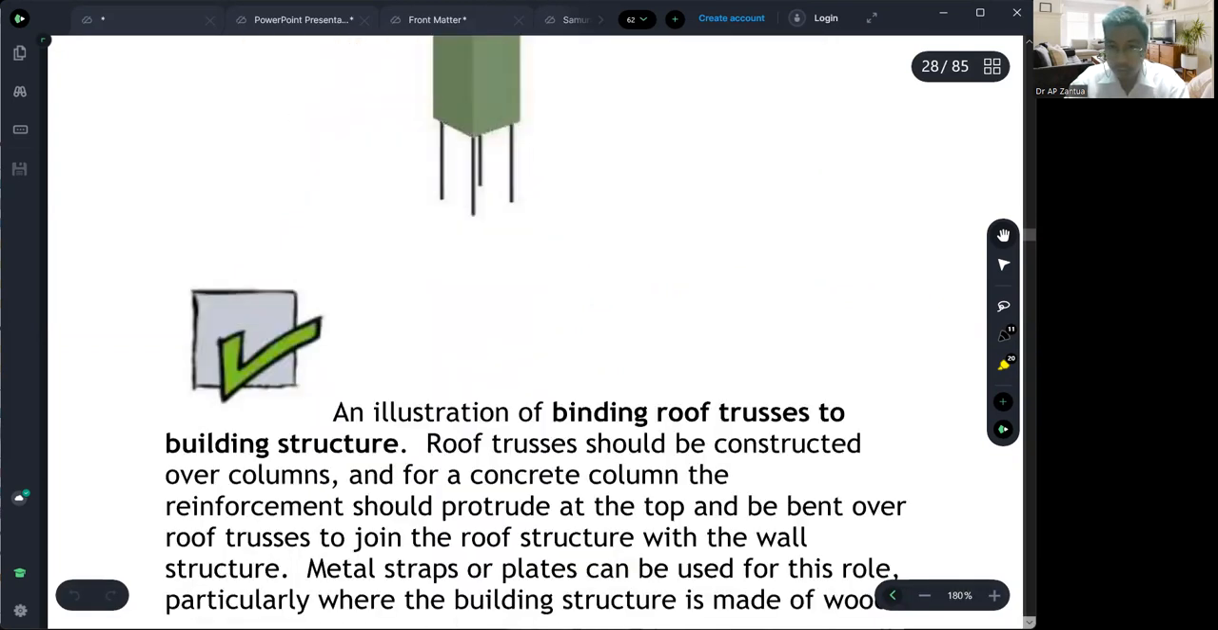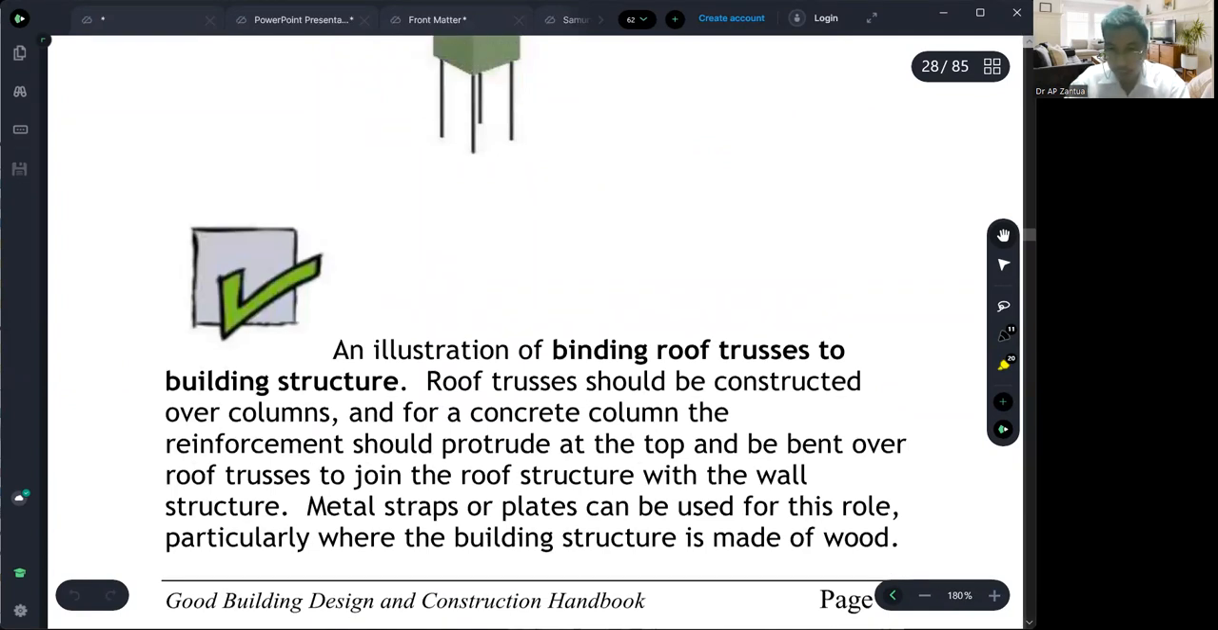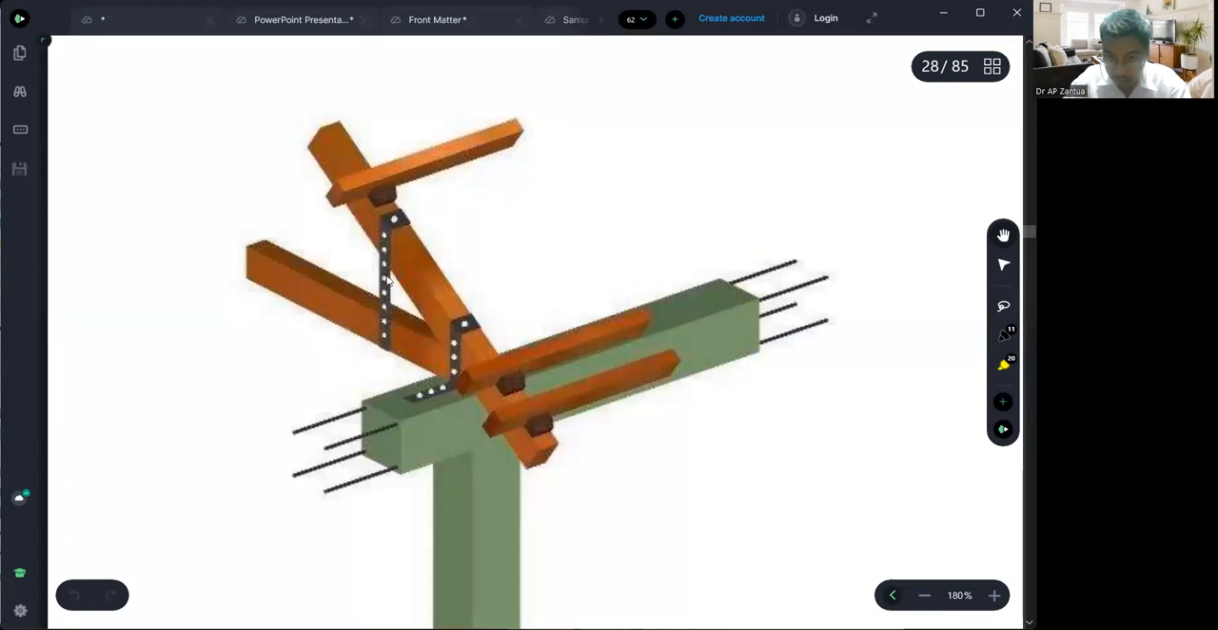This is good for creating a very positive connection between roof trusses and the building structure. Roof trusses should be constructed over columns. So this is the joint of the roof trusses, which is directly above the column.